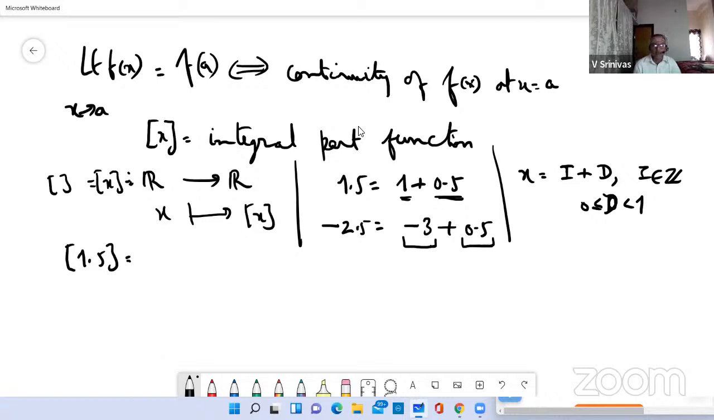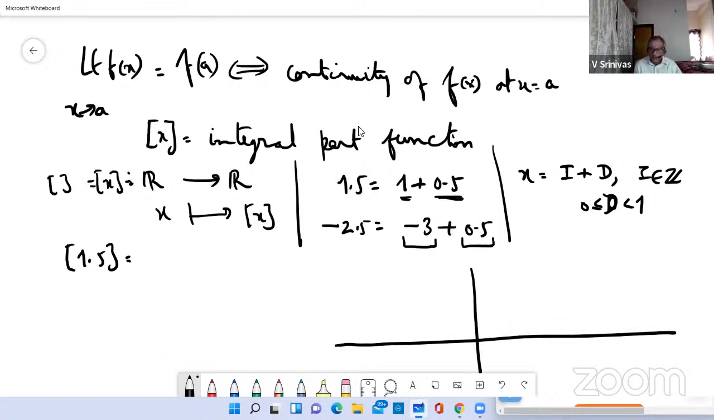Integral part of a real number. Okay. Now let us look at the graph of this function, the integral part function. How does the graph look like? Graph of integral part.